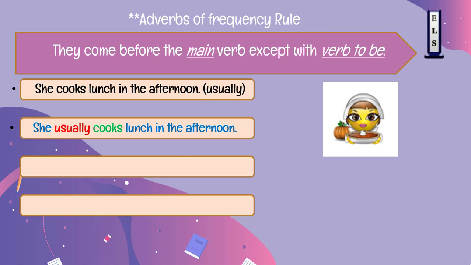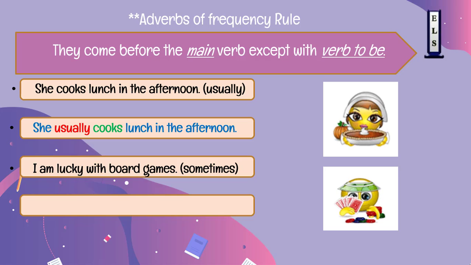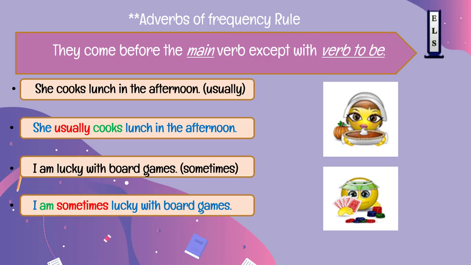Another example, I am lucky with board games. Now you are going to use sometimes, and here the main verb of the sentence is the verb to be, am. So let us see how we are going to locate it. Yes, the adverb of frequency: I am sometimes lucky with board games, after the verb to be, am.